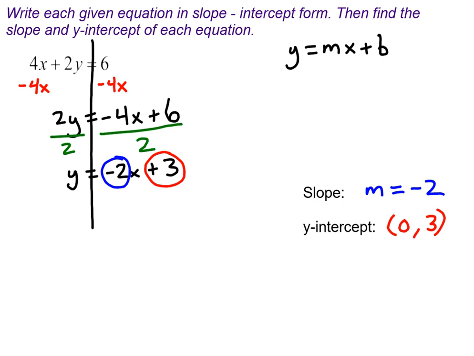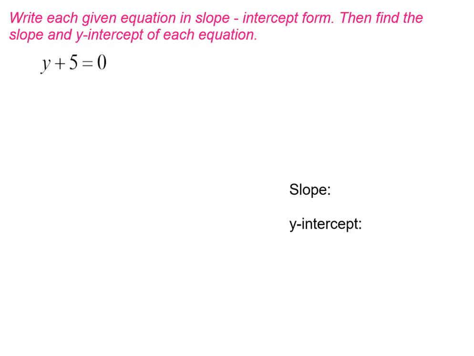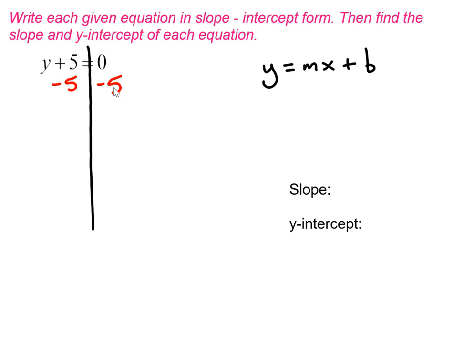Let's look at our next problem here. In this case, I do not have an x value, but I still want it to take the form of y equals mx plus b. So I need to get y by itself still. I'm going to subtract 5 on both sides. So I'm left with y equals 0 minus 5 is -5. Now, once again, I said I do not have an x value, but if I have nothing there, I really have 0. So I would say y equals 0x minus 5.